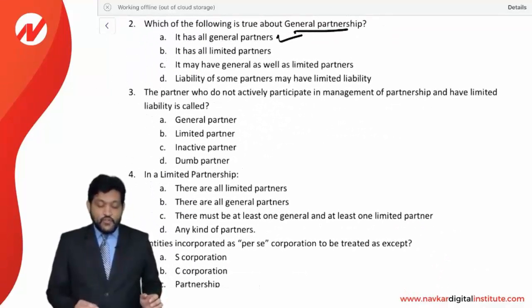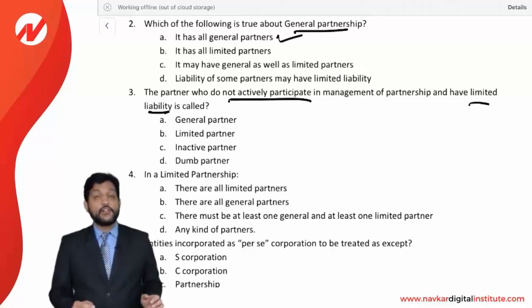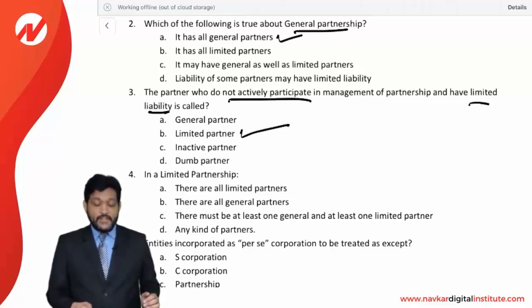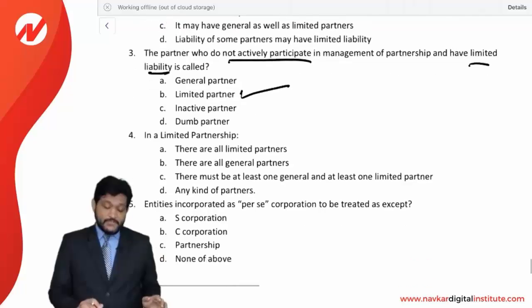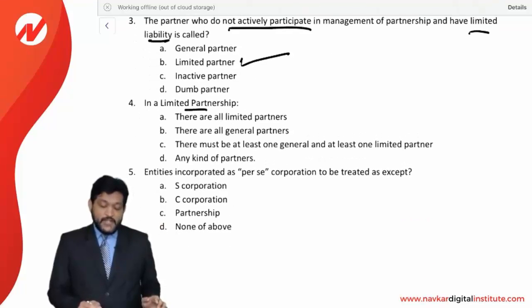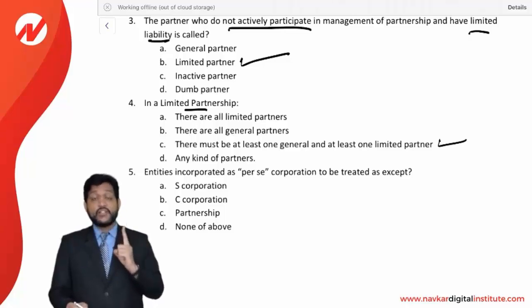The partner who does not actively participate in the management of the partnership and has limited liability is called, this is the definition of a limited partner, meaning who is not personally liable and who does not actively participate in the management is called a limited partner. In a limited partnership, there must be one general partner and one limited partner. C is the correct option. In a limited partnership, one general partner is compulsory and one limited partner is compulsory. Remaining, it can be any combination.